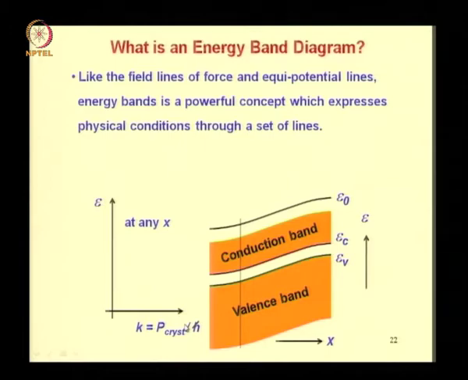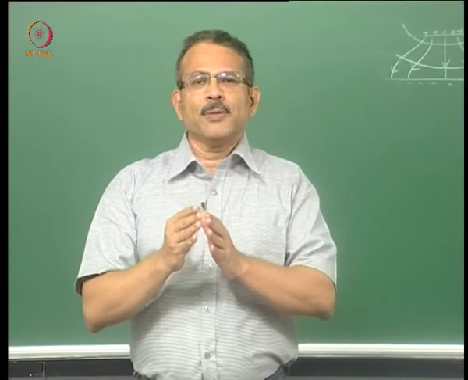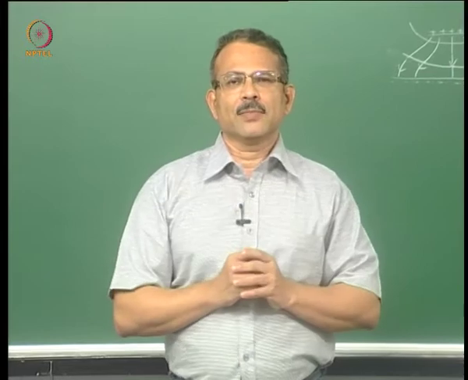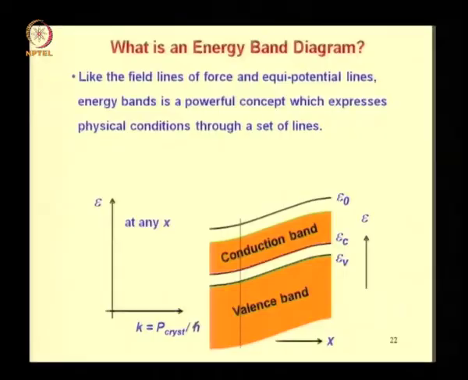The crystal momentum is very different from the instantaneous true momentum of an electron, which is the momentum as we understand it. So we will discuss this aspect in detail later. Right now we only want to show what are the different types of lines that are used in the energy band diagrams. So at any x, E versus K could look something like this. So this represents the energy as a function of crystal momentum.